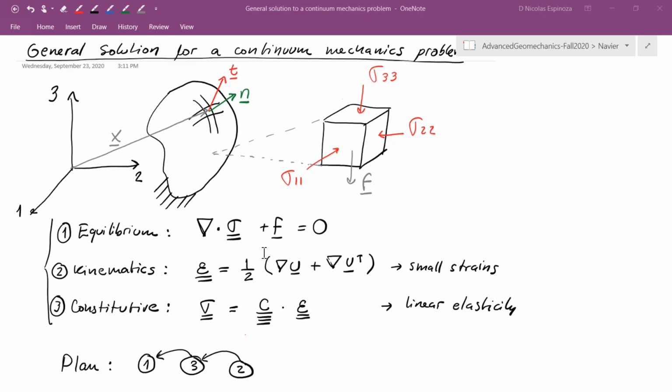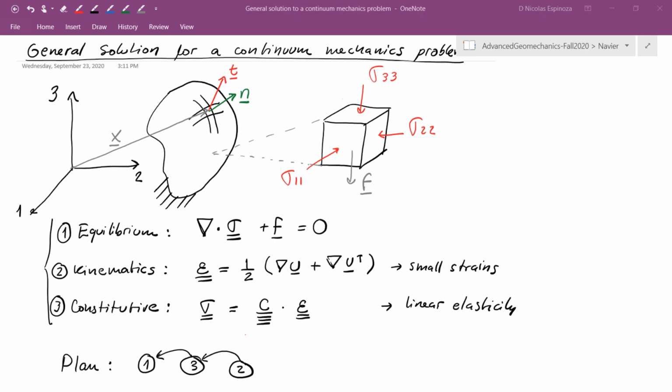All right, so the plan is going to be to put equation 3 into equation 1. And once we have equation 3 into equation 1 as a function of strains, we'll put equation 2 into those two combined. So let's get started.